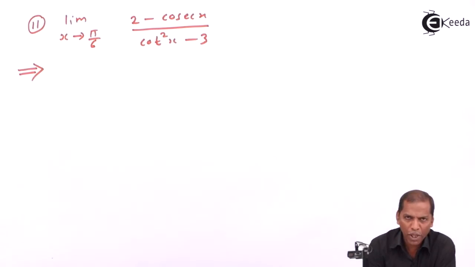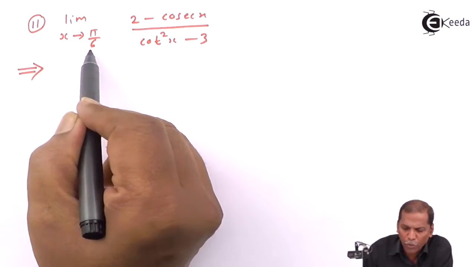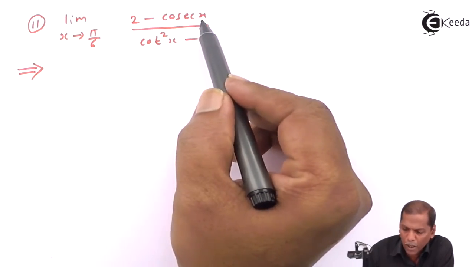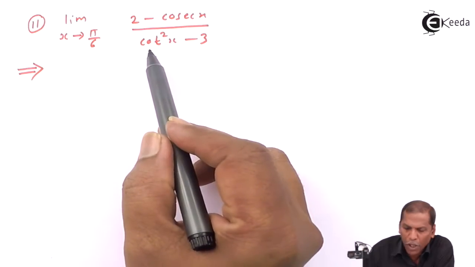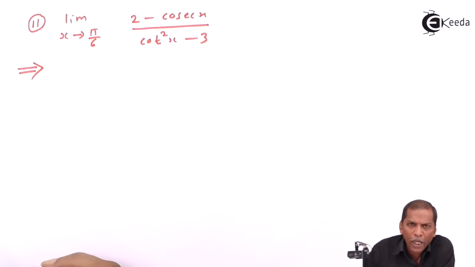Hello friends, now we see the problem number 11, which is also based on limits of a trigonometric function of chapter limits. The problem number 11 is limit x tends to pi by 6, (2 minus cosec x) whole thing divided by (cot square x minus 3). Now let's see the solution.